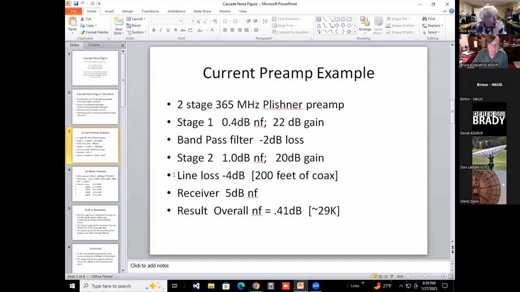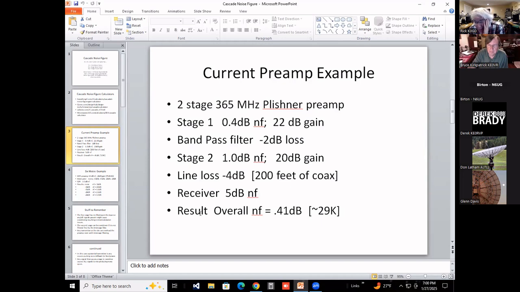Then we have to take account of the line loss, which at this frequency is about 4 dB. We have about 200 feet of Heliax, but it's a Heliax and RG213 combination as we get around the axis movement. And then we have a receiver. This is a typical kind of SDR receiver that has about a 5 dB noise figure. We don't have to associate a gain with that, just the noise figure.